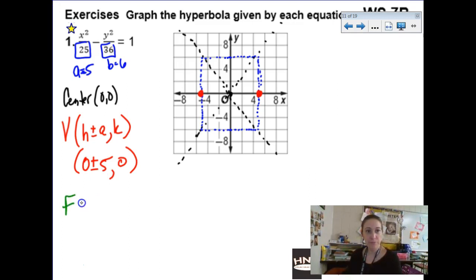We need to find the foci, which are at, I'm so sorry, h plus and minus c. Ooh, I didn't find c yet, comma k. So let's quick find c.